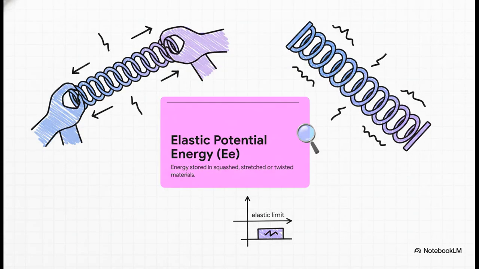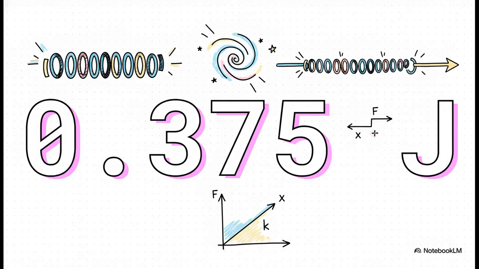It gets stored right inside the material itself as something called elastic potential energy. As long as you don't stretch it past that limit of proportionality, all of the work you did pulling on it is perfectly saved up, just waiting to be released. So, how much energy are we actually talking about? Well, for a spring with a stiffness, a K value of 3 newtons per meter, if you stretch it by half a meter, you end up storing exactly 0.375 joules of energy.